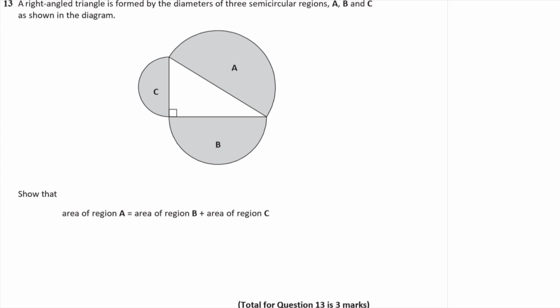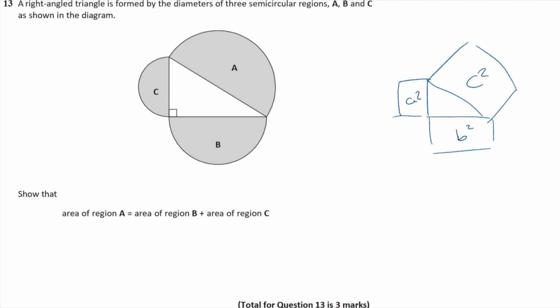Question 13. A right-angled triangle is formed by the diameters of 3 semicircular regions A, B, and C, as shown in the diagram. Show that the area of region A is equal to the area of region B plus the area of region C. Now, this is actually Pythagoras' theorem in action. So you're probably aware of the formula c squared equals a squared plus b squared, because what Pythagoras stated was the square on the hypotenuse is equal to the sum of the squares on the other two sides, isn't it? So that's c squared, that's a squared, and that's b squared.